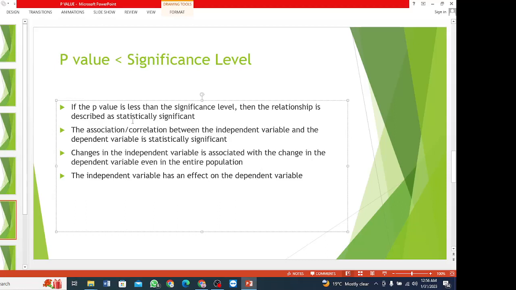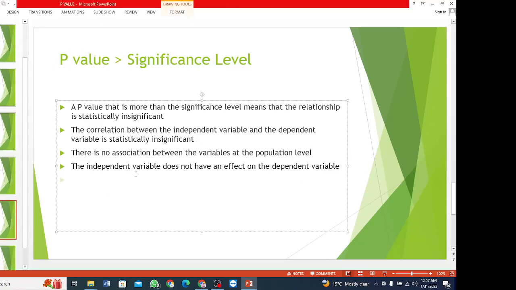So that is how you use a p-value that is less than your significance level to make a conclusion. So if the p-value is less than 0.05, for example in this case, then we would say that the relationship between the independent variable and the dependent variable is statistically significant, and hence the changes in the independent variable can be associated with the changes in the dependent variable even in the entire population. Hence, the independent variable has an effect on the dependent variable.